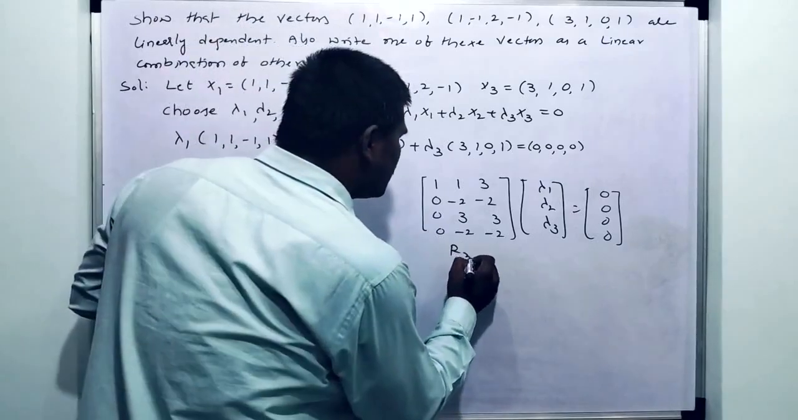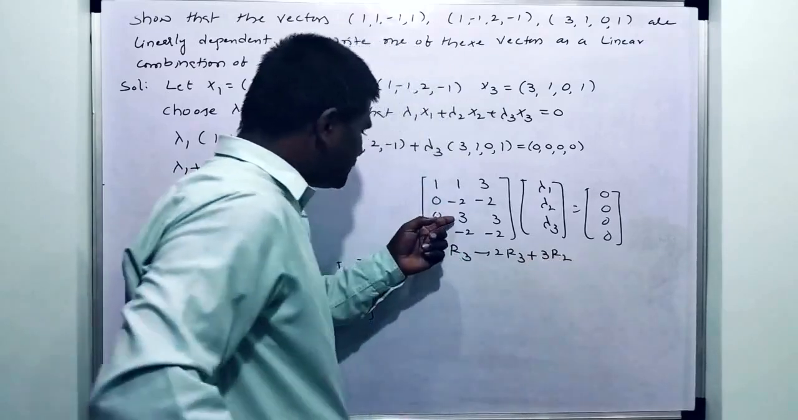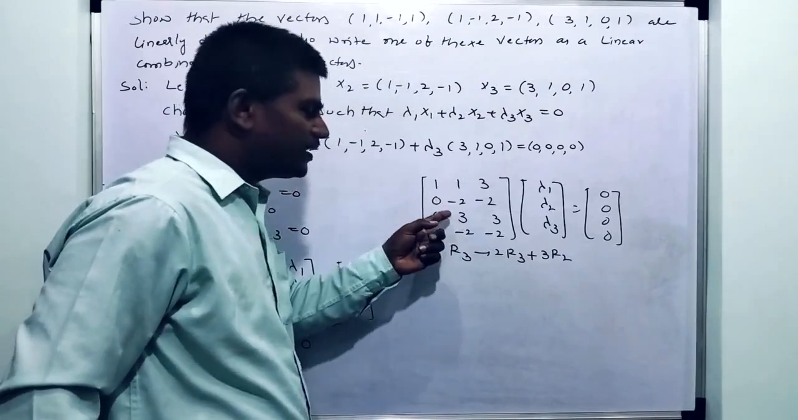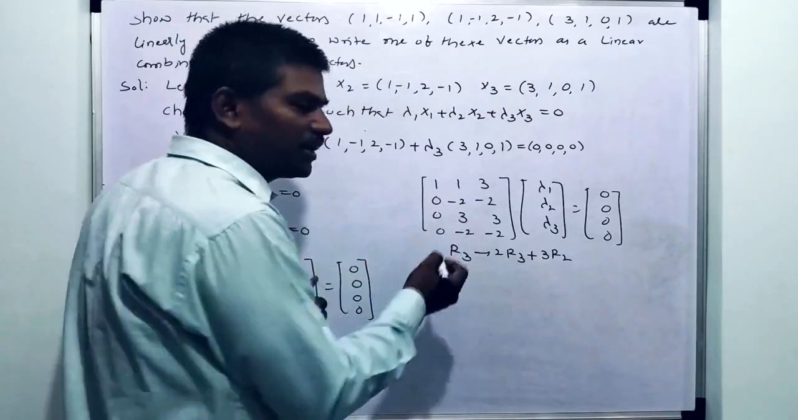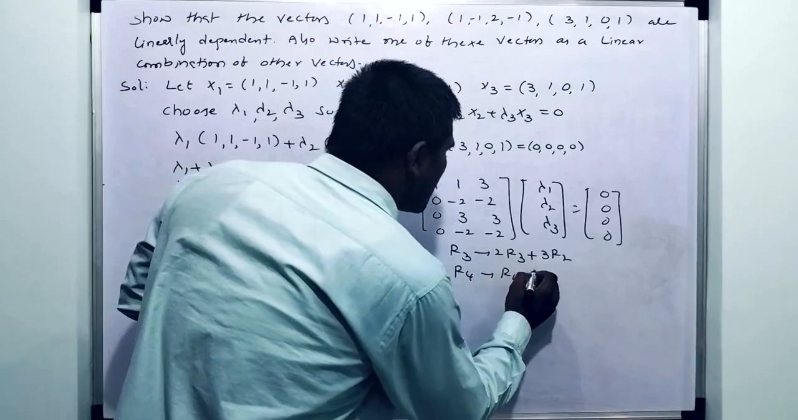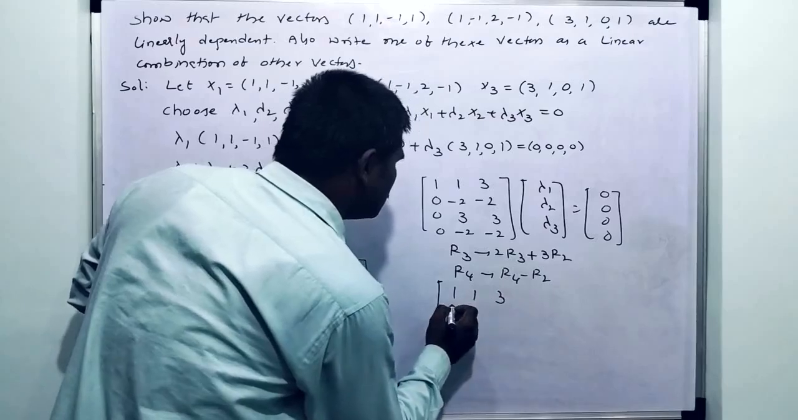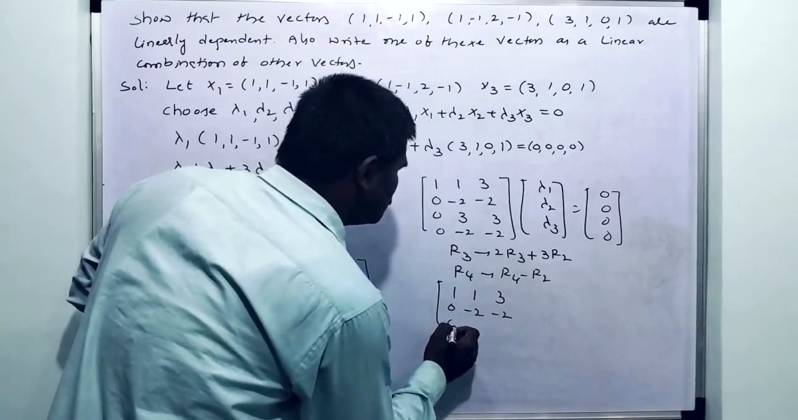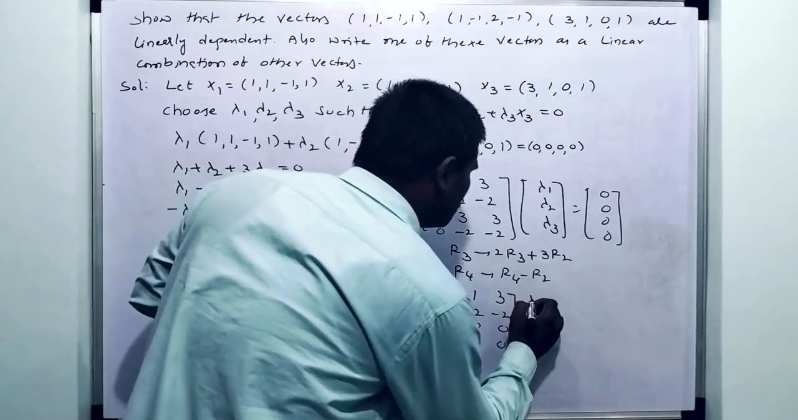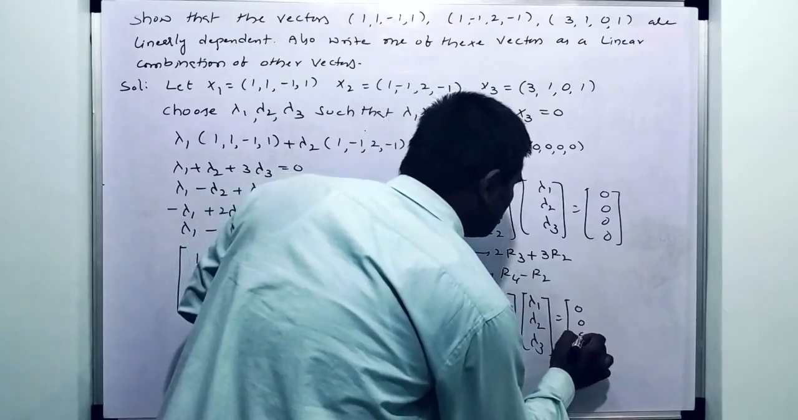Now use this element and make these two elements 0. That means R3 tends to 2R3 plus 3R2. Multiply this one with 2 and this one with 3 and add these two, because one is minus and another is plus, so that this will become 0. Now R4 tends to R4 minus R2, then minus 2 plus 2 is 0. That means (1, 1, 3), (0, −2, −2), (0, 0, 0), (0, 0, 0) into (λ1, λ2, λ3) equal to (0, 0, 0, 0).